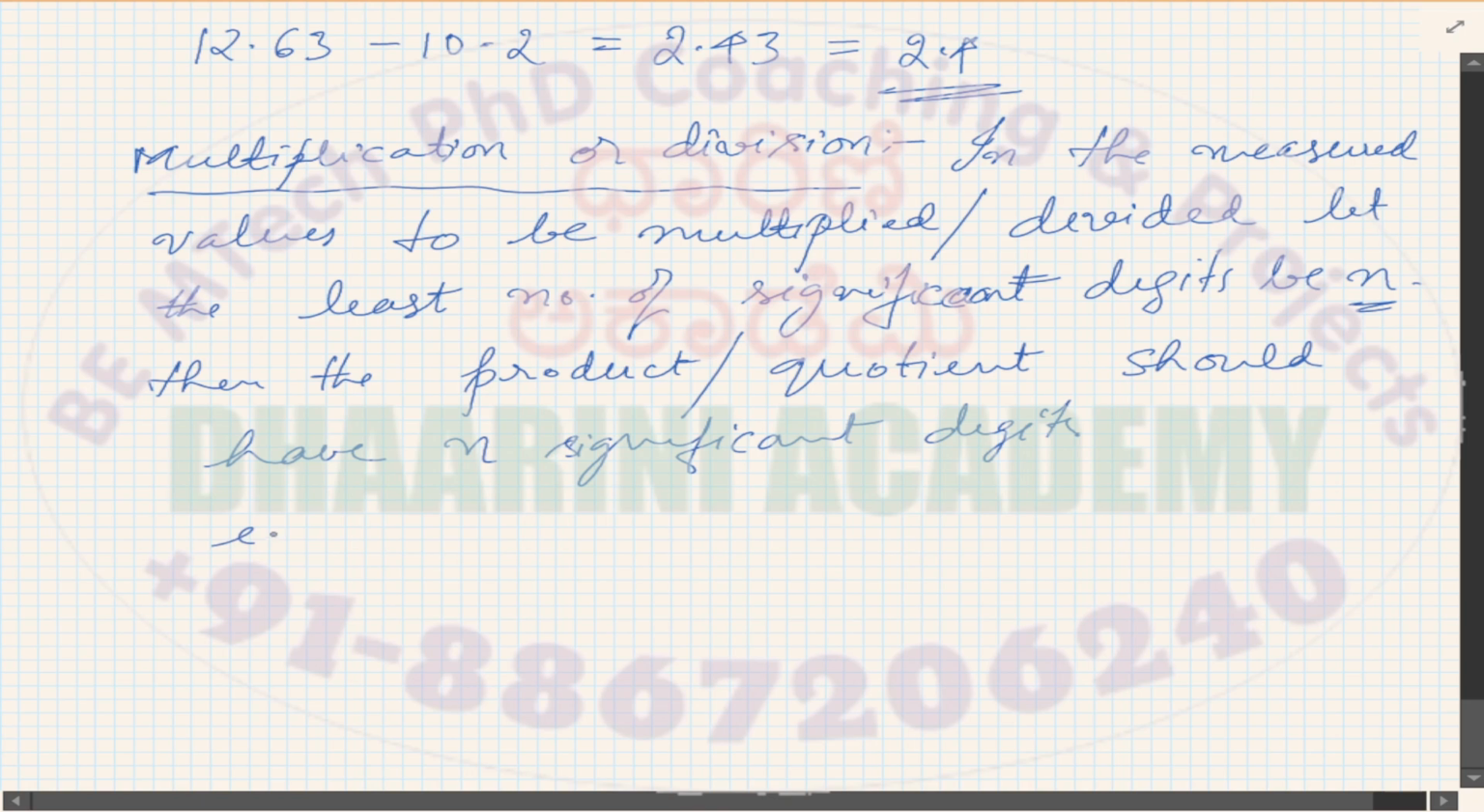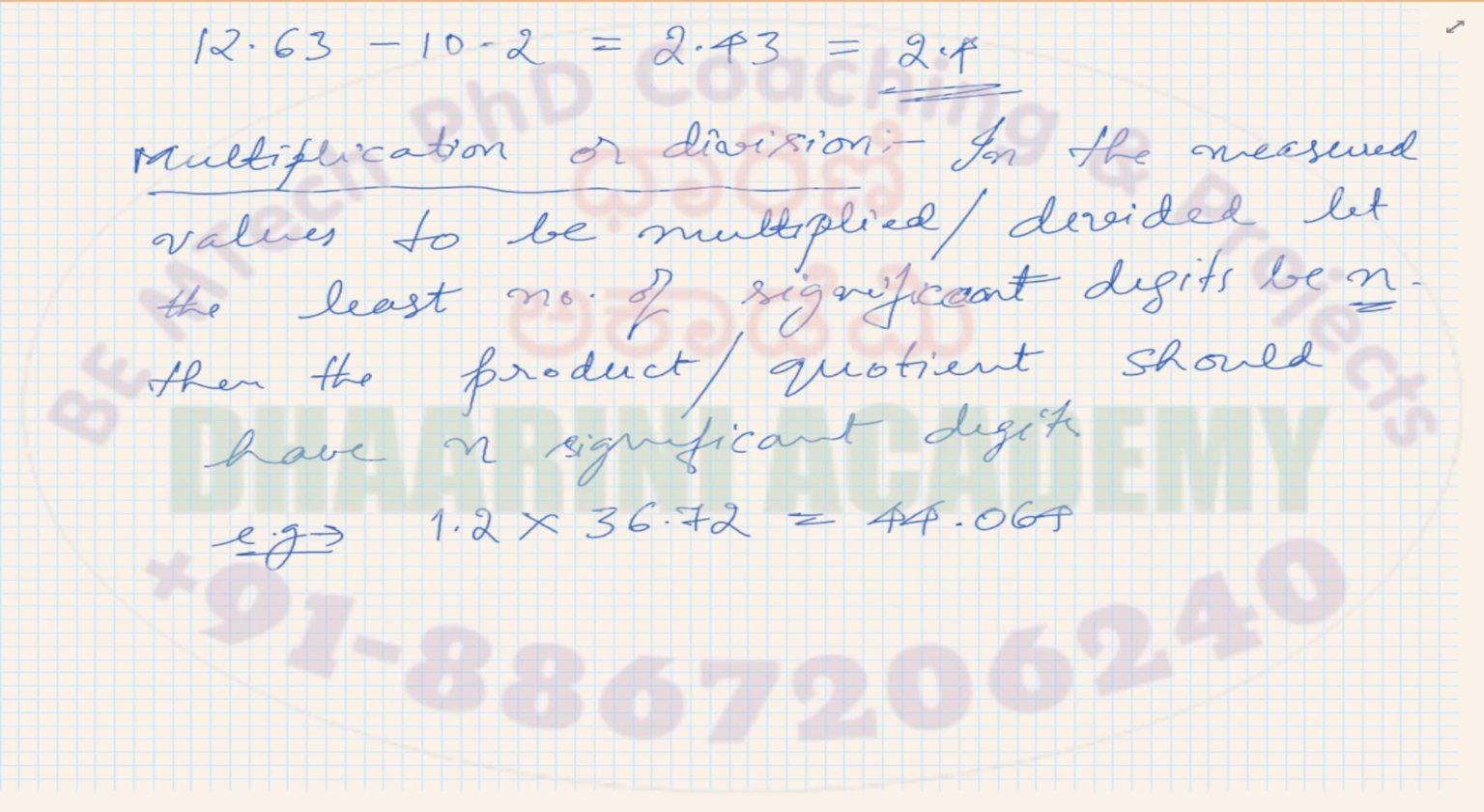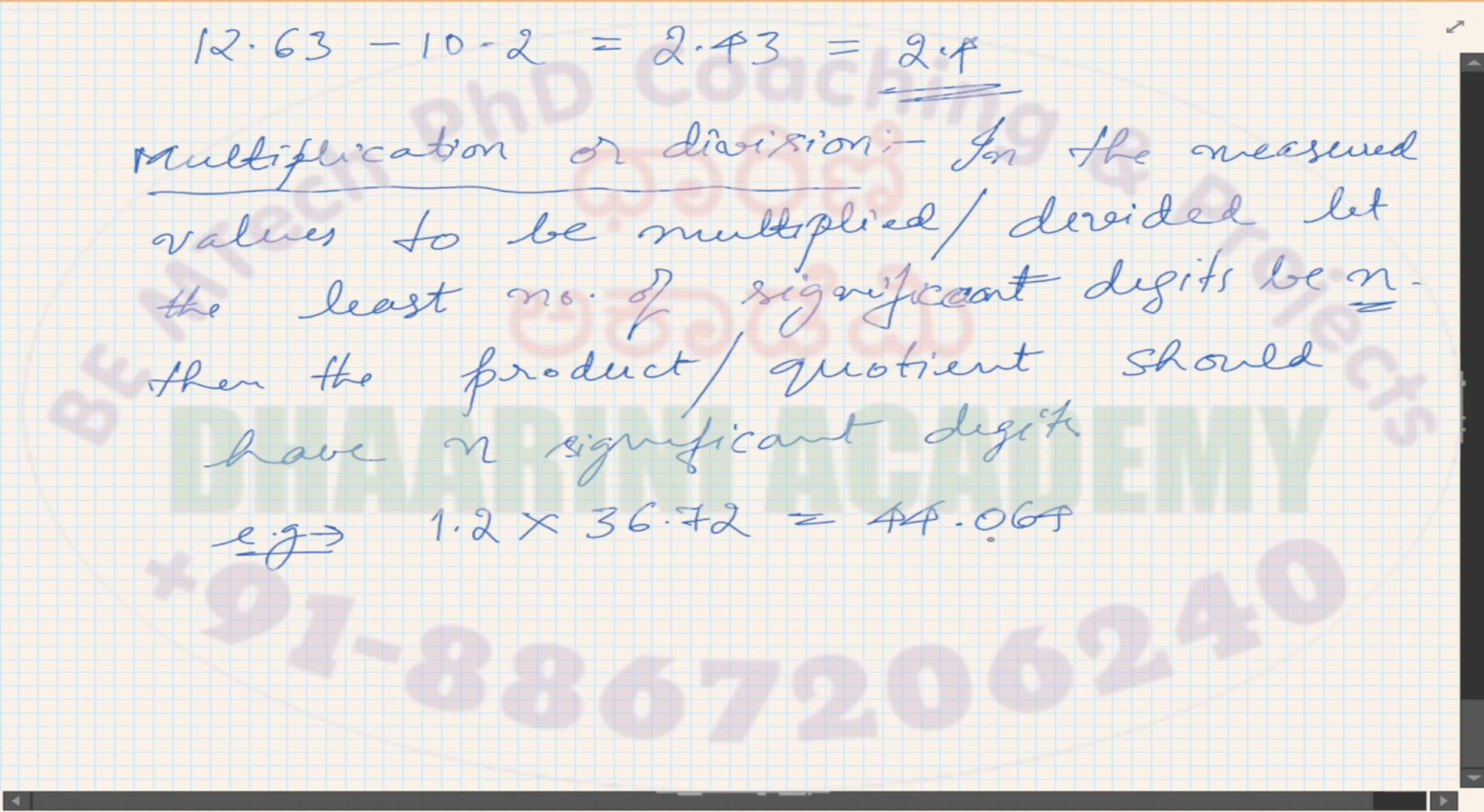For example, I want to perform 1.2 times, say, 36.72. The straightforward answer is 44.064. Now it says that the minimum number of digits in this case is possessed by 1.2, which is equal to 1. So I have to keep only one decimal point after this. In order to keep one decimal point, I have to look at what is there after that. It is 64, so after 0 I have 64, so approximate this to 44.1.